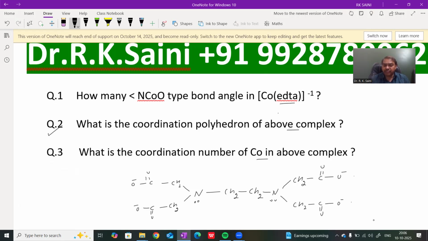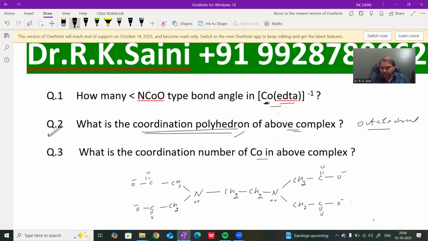Now the second question: what is the coordination polyhedron? When a metal atom makes 6 coordinate bonds with the ligand, then the coordination polyhedron is octahedral. When the metal makes 6 bonds with the ligand or donor atoms, then the arrangement of the donor sites in space is octahedral. Therefore, the coordination polyhedron of this complex is octahedral.